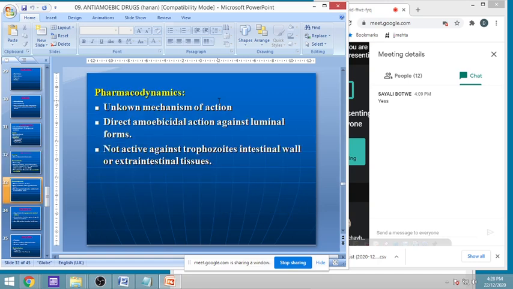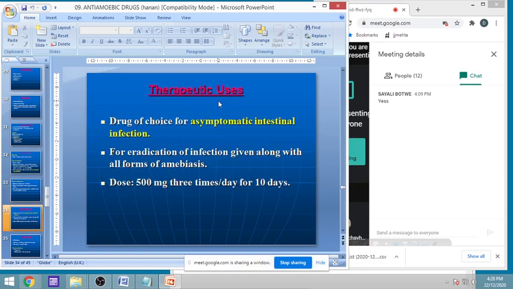The mechanism of action of diloxanide is not clear, but it works against the luminal form. It is not active against trophozoites in the intestinal wall or extraintestinal tissues. So it works on the cyst form. Therapeutic use: drug of choice for asymptomatic intestinal infection, and for eradication of infection it is given along with other drugs in all forms of amoebiasis.